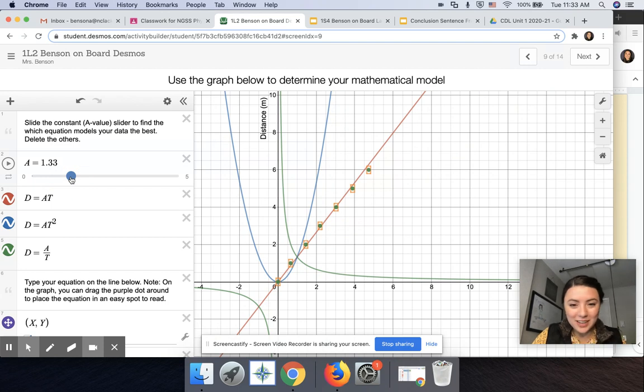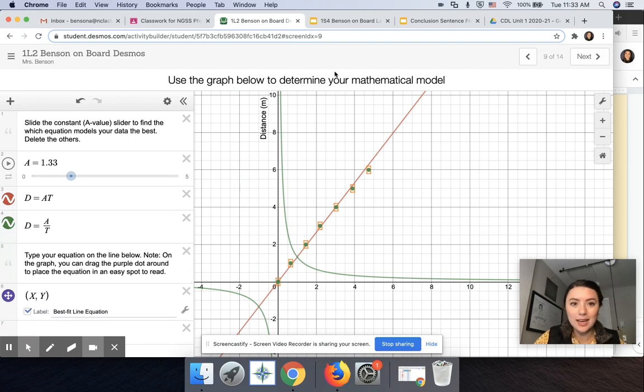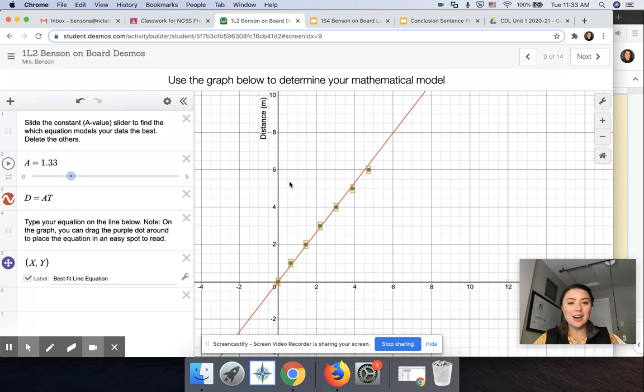Yep. So I think that that's really close. Your goal is to have the line touch as many of the dots as possible. And I think that looks really good. So I'm going to exit out of the blue equation because we don't need that. It doesn't match our data. We're going to exit out of the green equation so that we've just got our red equation.